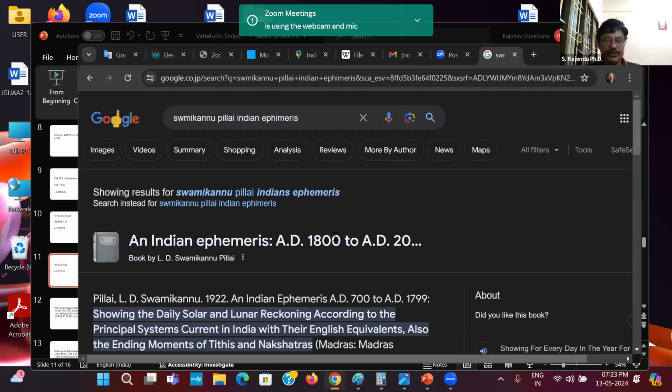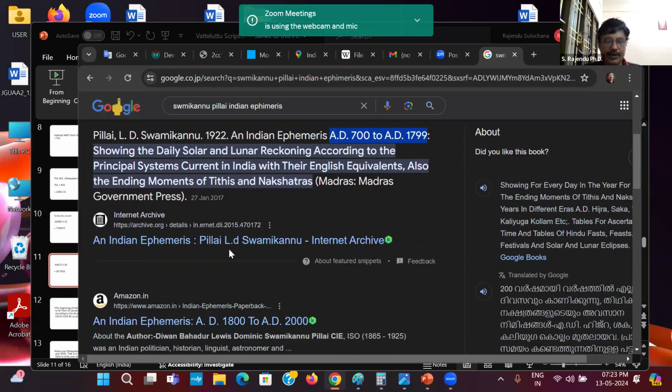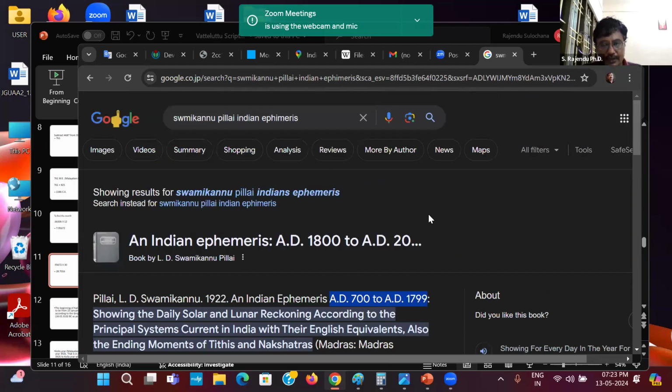This one is 1800 to 2000, but before that, it is from AD 700 to 1799. It is also available in 5 or 6 volumes. You can go there, then find the exact date. You can download it and use it. If you know how to use it, then it is very easy to find the exact date.